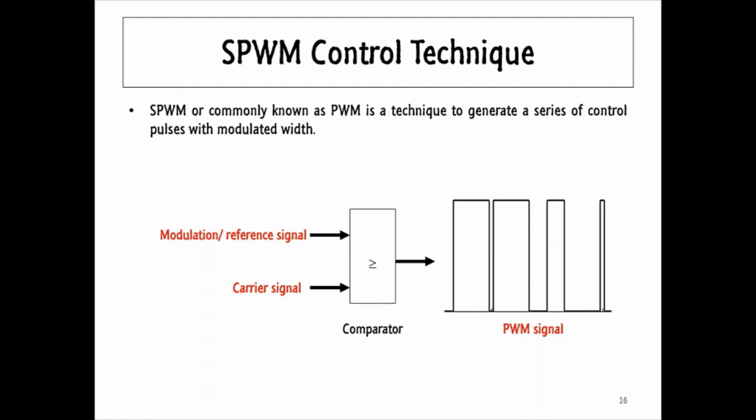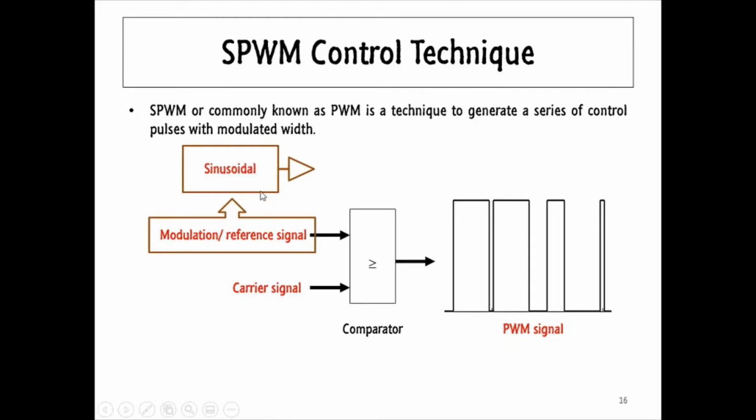Unlike the previous control strategies, the PWM control technique generates a series of control pulses with modulated width. To produce the control pulses, we need two signals, which are modulation or reference signal and carrier signal. The reference signal indicates the desired wave shape of the output voltage of the inverter. Typically, the wave shape of the reference signal is sinusoidal.